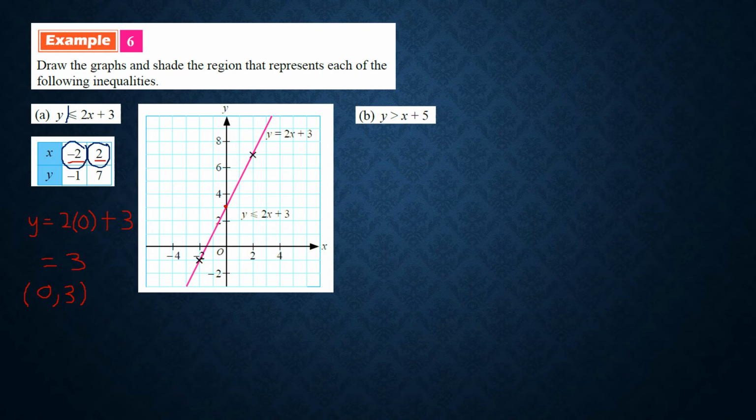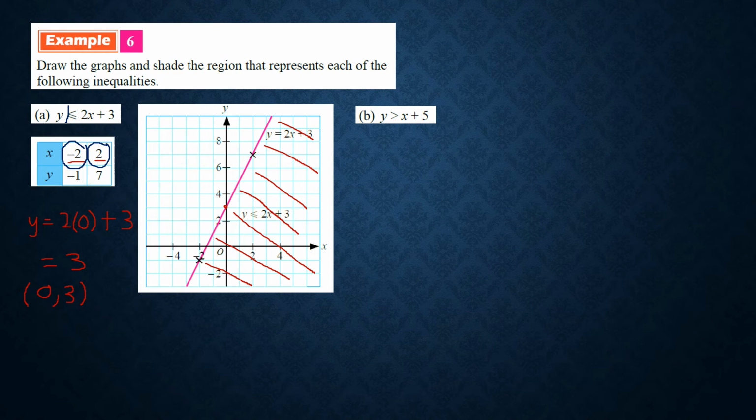It becomes a straight line. After that, you find which region you want to shade. So here it's less, that means going down. Okay, going down like this. This is the last part. Okay, going down, bergerak ke bawah. Last. Okay, next for part B, the inequality is given y greater than x plus 5.